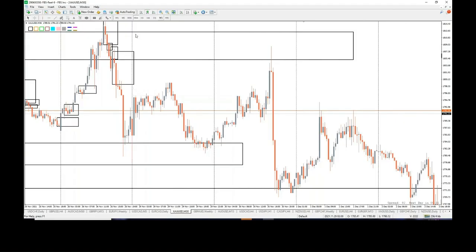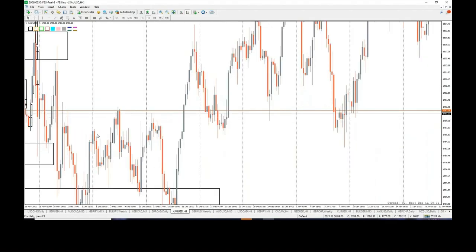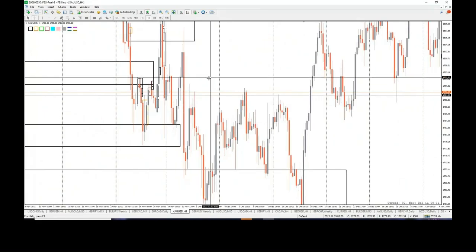You can use M30 or M15 only. When the price comes to the M30 zone, this is big, right? What do we do? We wait for M15 to give an engulfing sell, and we sell until the next zone. Okay. That's awesome.